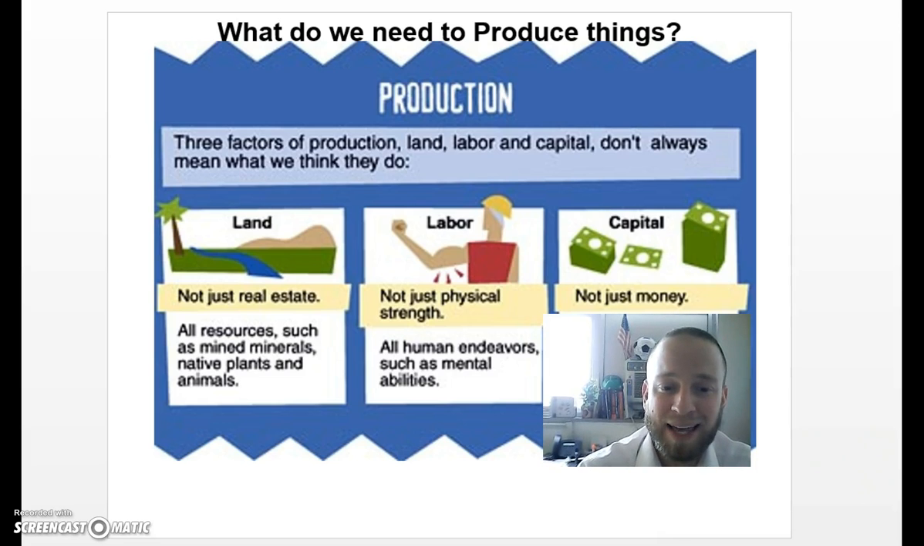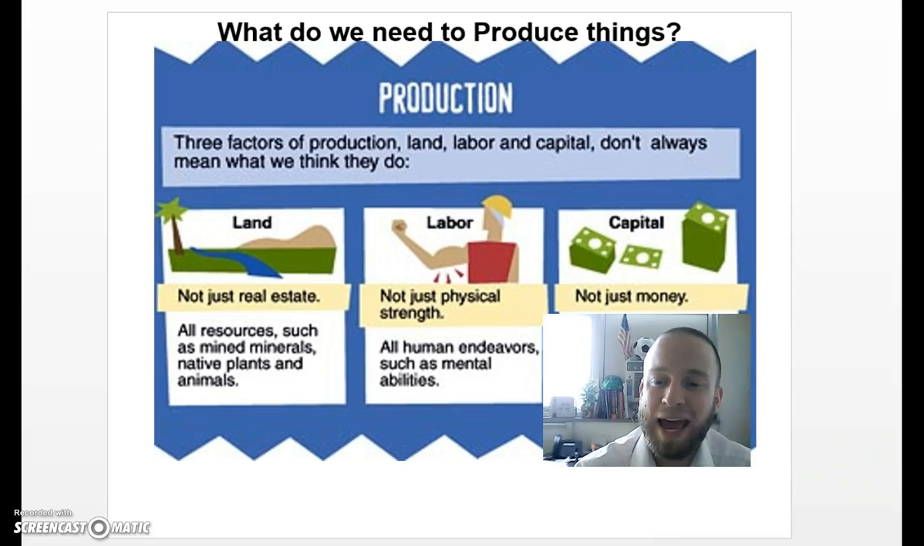So when we're talking land, it's not just real estate. It's also all the resources that come from the real estate, like mined minerals, native plants and animals, and other things that relate to the actual physical land. When we're talking labor, it's not just the muscles of humans, it's also the minds of humans. So if you have great ideas or are using your body to produce, then that becomes labor.